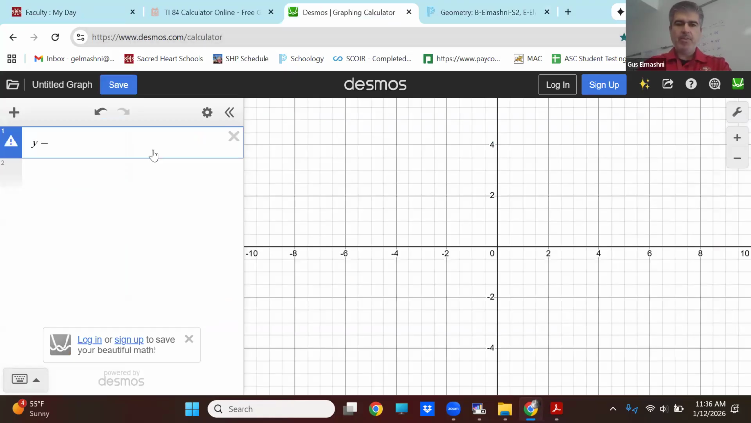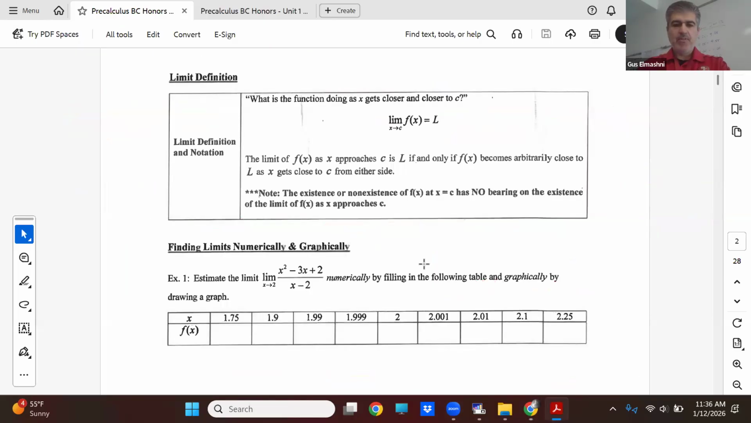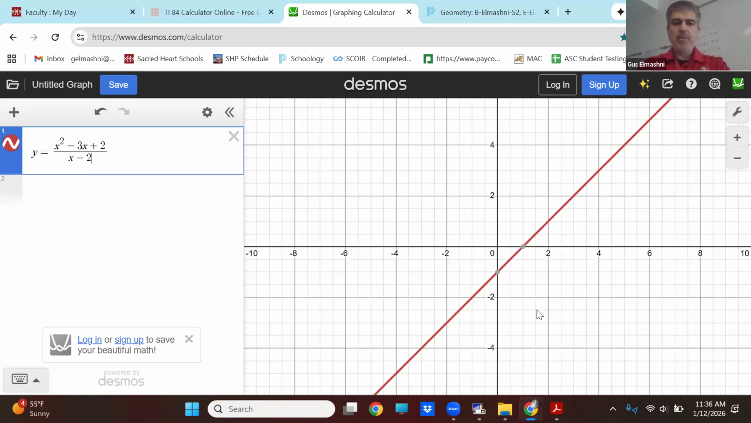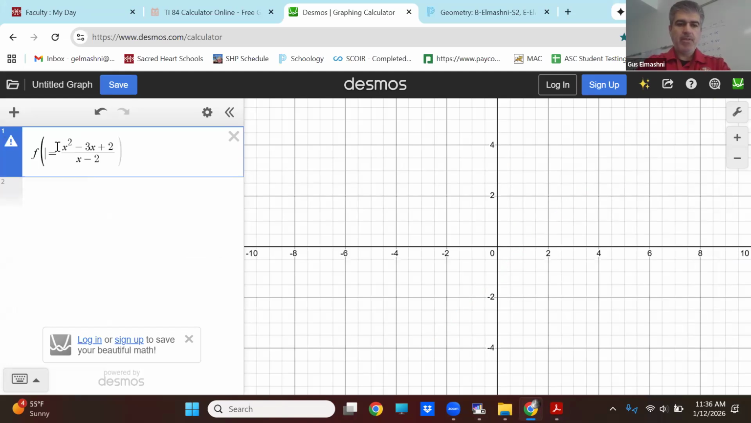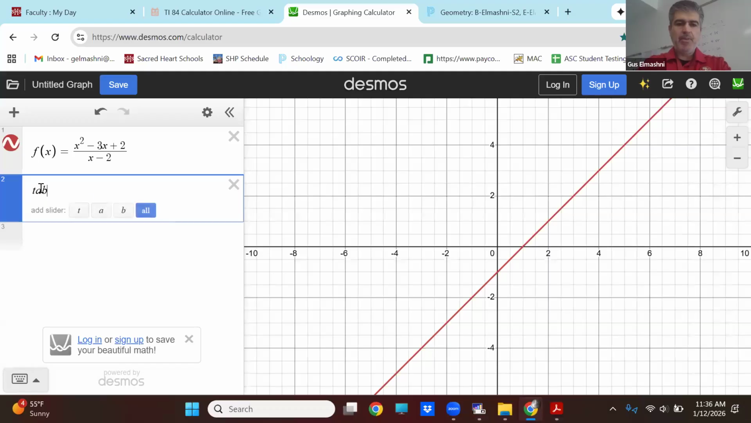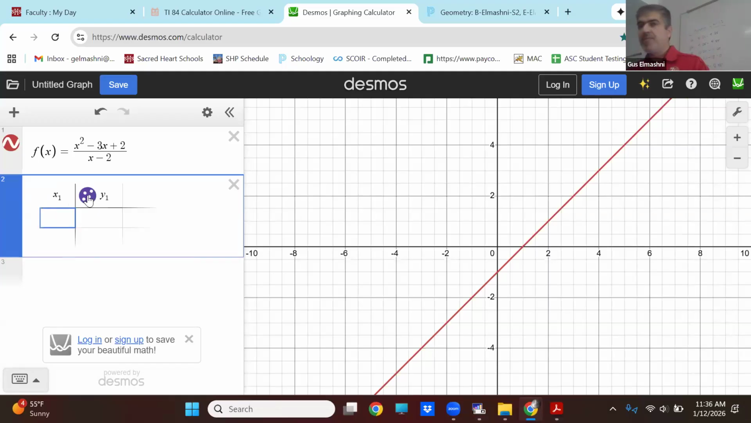And y equals, I already forgot the function, x squared minus 3x plus 2, over x minus 2. Okay, so it looks like a line. And let's call it f of x. Okay, there we go. So I'm going to make a table. You guys know how to do tables in Desmos? Just type table or click on it.